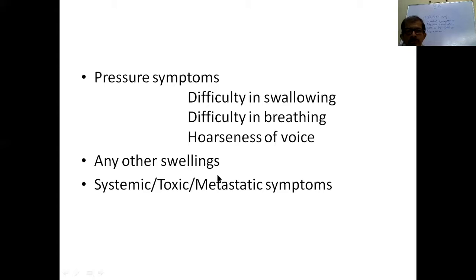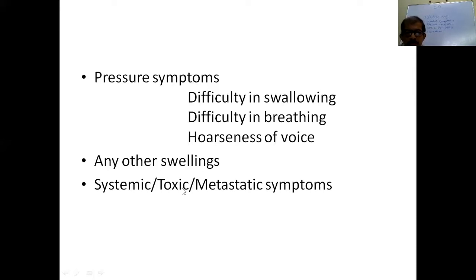Then suppose you think it is a benign condition, then you have to exclude other diseases. You have to ask about chest symptoms, abdominal symptoms, because this thyroid may be an incidental finding which has brought the patient, but his problem may be something entirely different. So you have to ask about other systemic symptoms like abdominal and chest symptoms. Whereas for every case of thyroid, you have to ask about toxic symptoms. Then metastatic symptoms, of course, as somebody has pointed out, metastasis to the lungs. So you have to ask about cough, dyspnea, hemoptysis, like that.